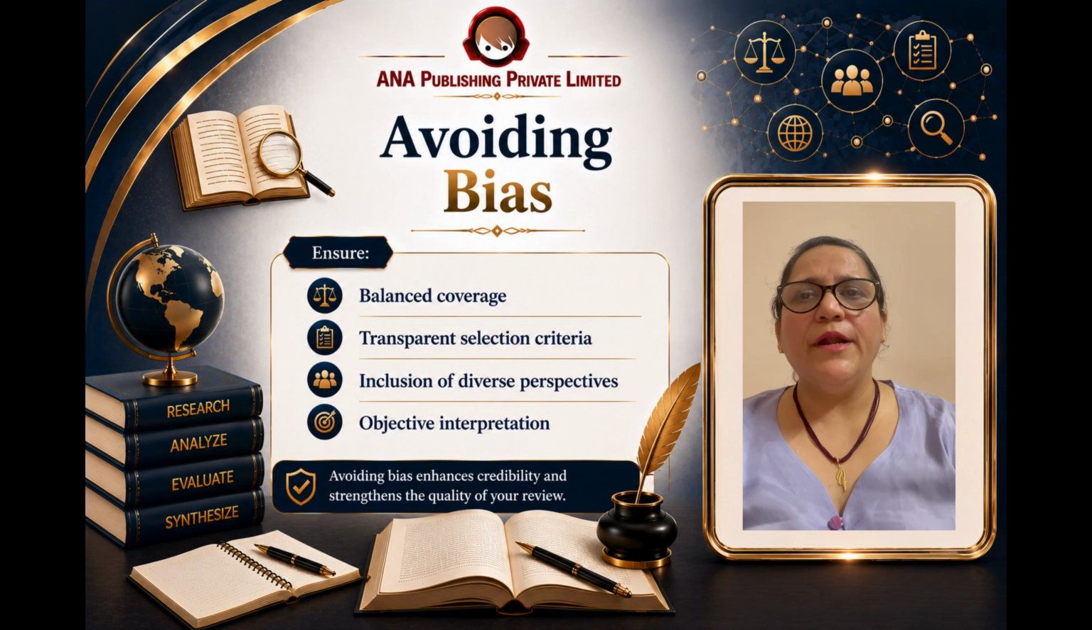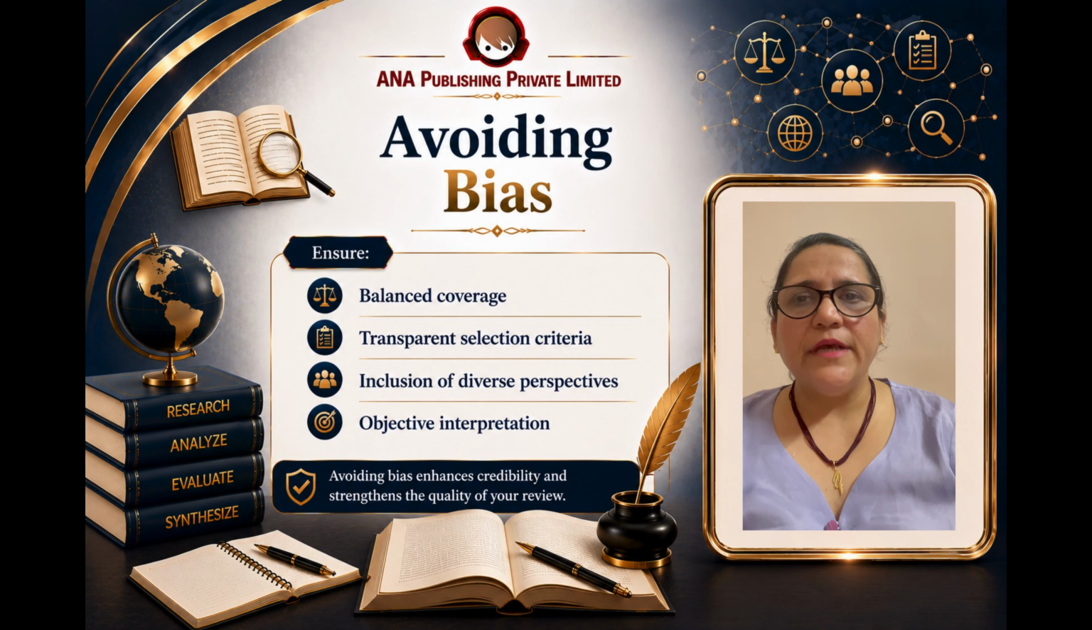Bias can affect the quality and credibility of a literature review. Researchers must strive for objectivity throughout the review process. One important strategy is ensuring balanced coverage of the literature. Do not include only studies that support your viewpoint while ignoring contradictory evidence. Selection criteria should be transparent and consistently applied. Researchers should also consider diverse perspectives, methodologies, and geographical context whenever relevant.